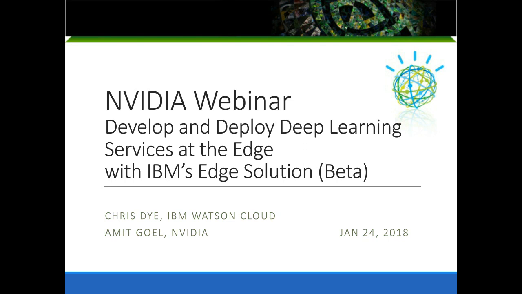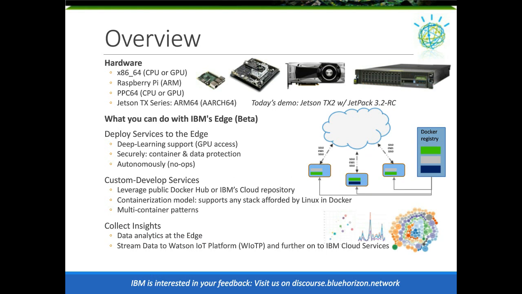What can you do with IBM's Edge system? You can deploy any deep learning or traditional routine that can be delivered using Docker on Linux. You can leverage the utility of standard Docker registries for containers and versioning. The system is autonomous, intended for no ops, low overhead operation.